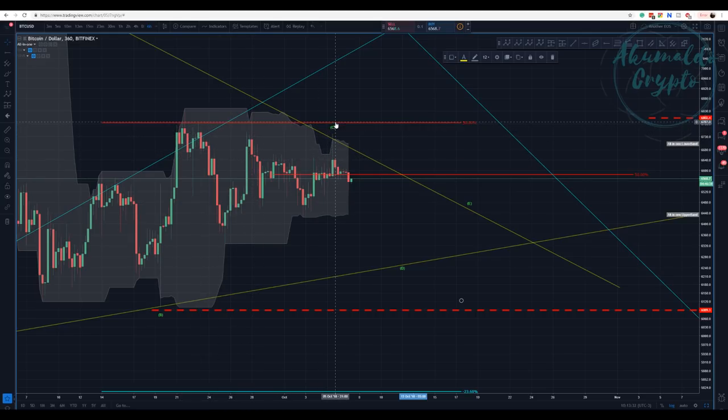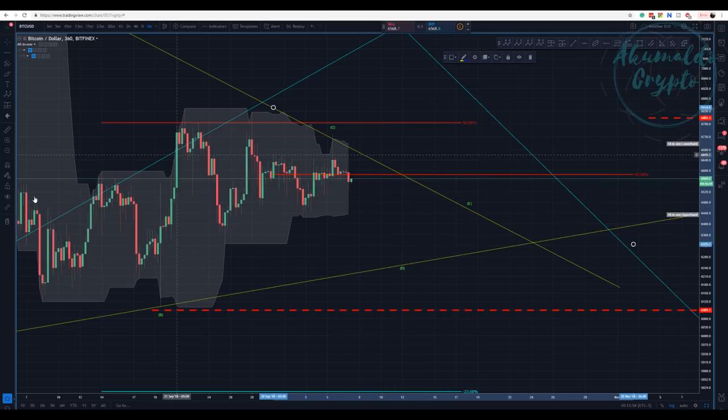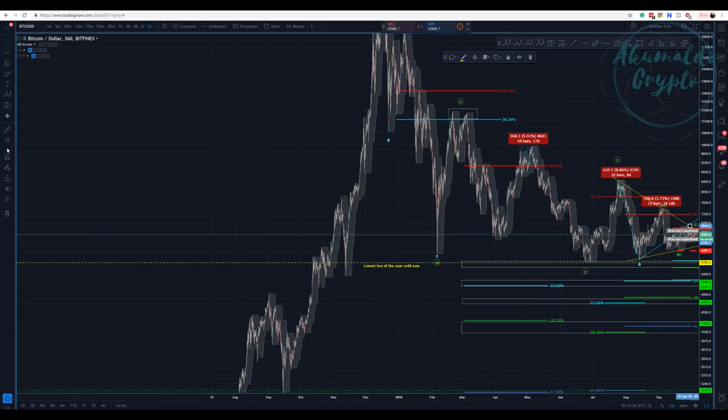You see, we tried to get there with this C, failed, and what would happen? We are now below this 50%. We tried again with this C to go above the 50%, but we failed. So next time, this 50% here is probably going to act as a resistance, so it would go down. That's what I'm thinking about Bitcoin for now.